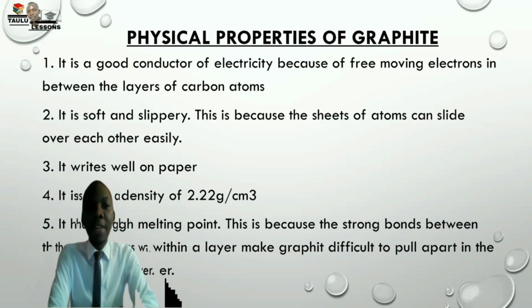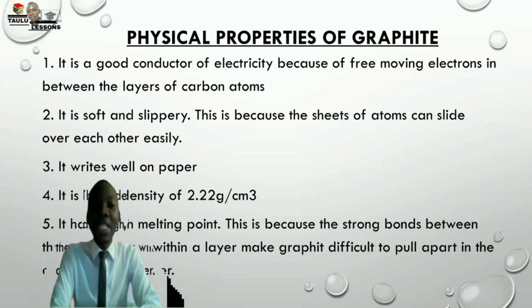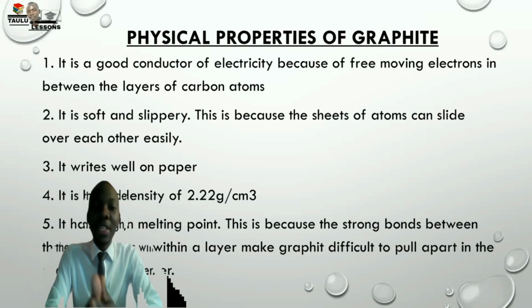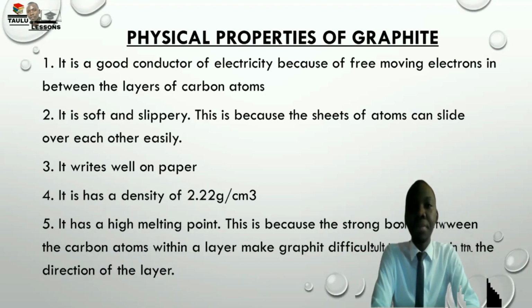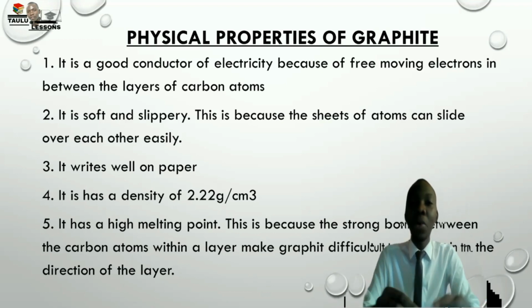Number 1, graphite is a good conductor of electricity. That simply means electricity can flow through a graphite conductor. Number 2, graphite is soft and slippery. Number 3, we just saw that graphite is actually used in a pencil. It is the heart of a pencil. Graphite can be used to write on paper. That is the reason why it is used in pencils.